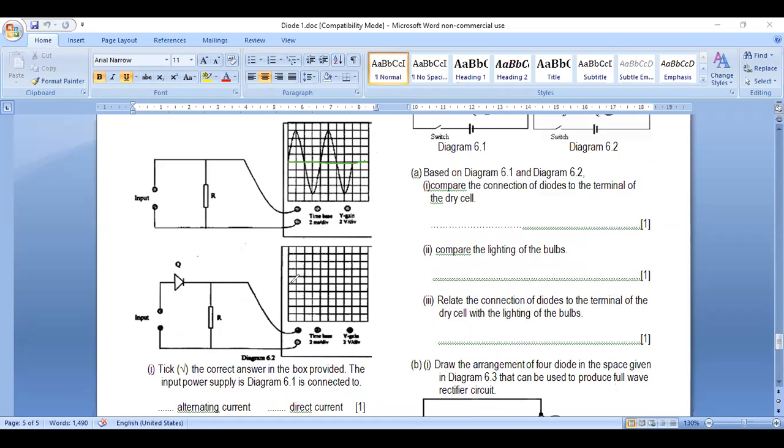So when you draw, 2, 4. So got output, no output, and then got output, and then no output. Make sure you draw using a proper scale. Make sure the scale is correct. Your width will be 2, your height will be 4. So positive cycle got current, negative cycle there's no current. So this one is to show the half wave rectification.